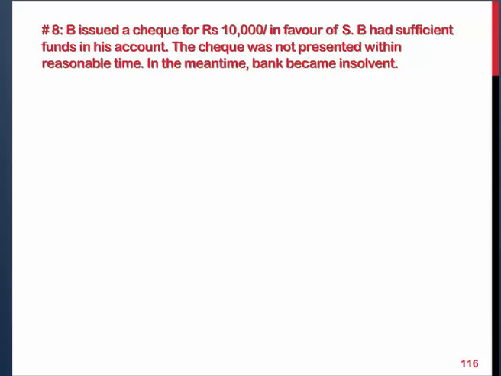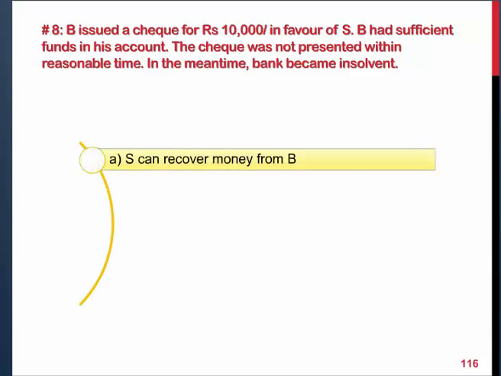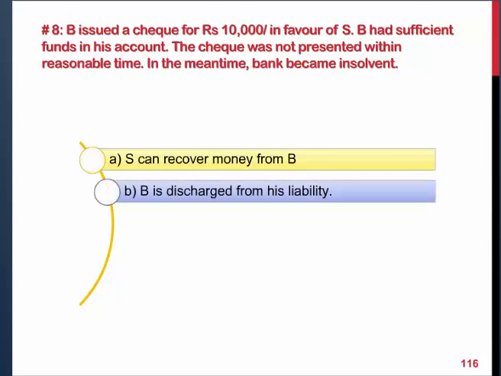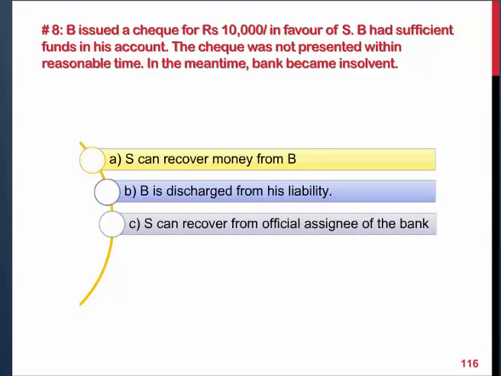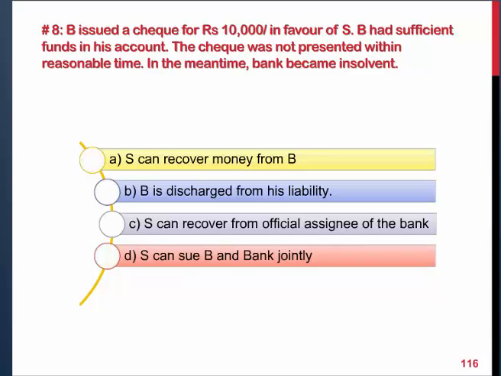Question number 8. B issued a cheque of rupees 10,000 in favor of S. B had sufficient funds in his account. The cheque was not presented within reasonable time. In the meantime, the bank became insolvent. Now, what will be the legal position? Option A. S can recover money from B. Option B. B is discharged from his liability. Option C. S can recover from the official assignee of the bank. Option D. S can sue B and the bank jointly.